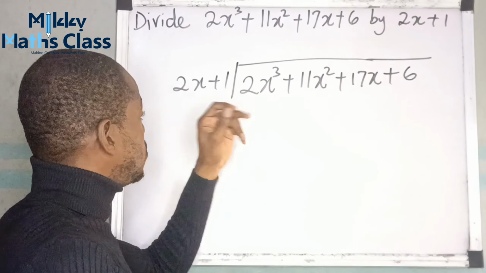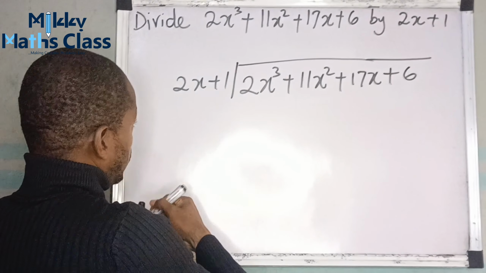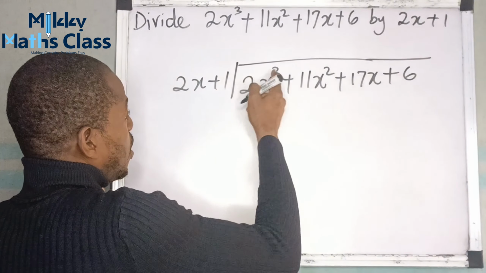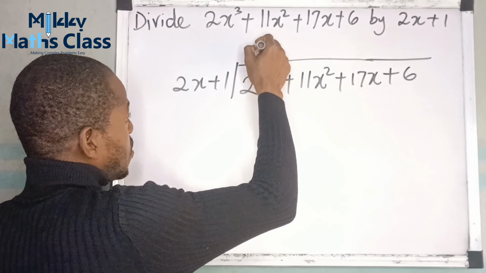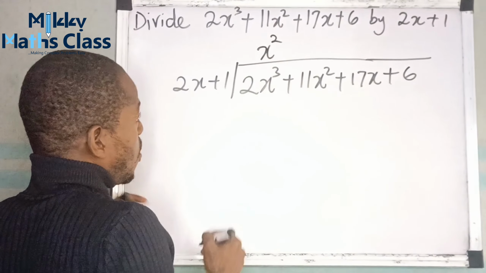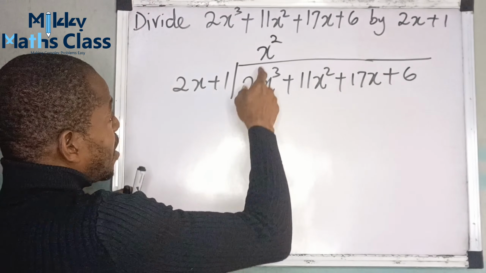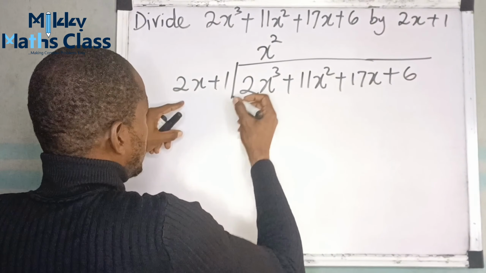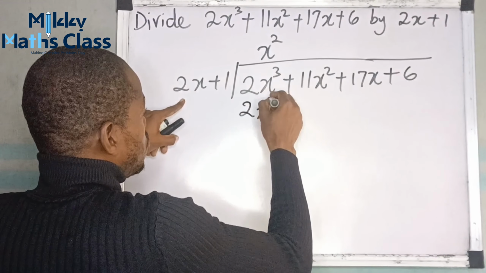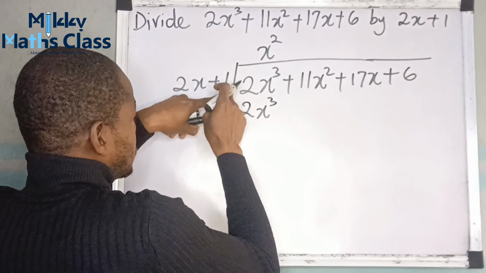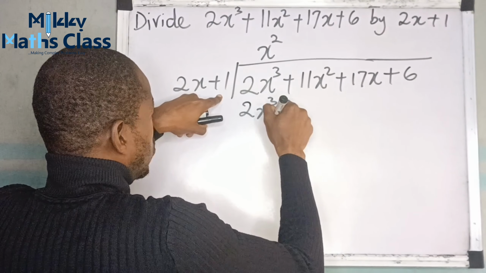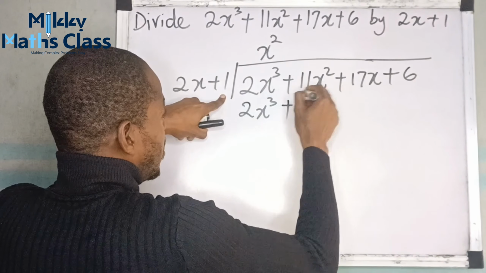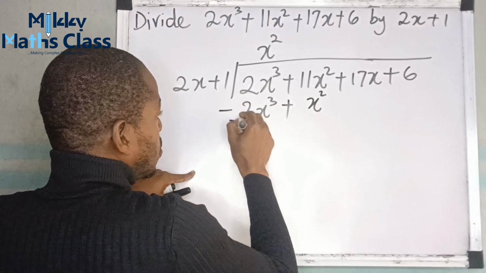So 2x in 2x cubed, that will give us 2, we cancel 2. We cancel one of the x here, so we have x to the power of 2. Now let's multiply. x squared times this will give us 2x cubed. x squared times positive 1 will be plus x squared. Now let's subtract.